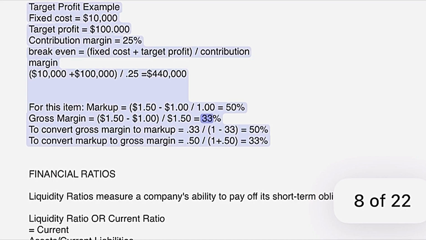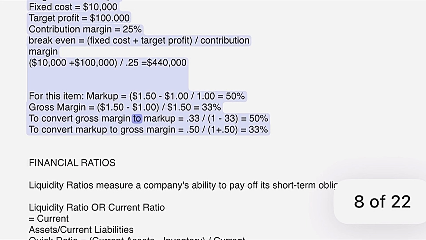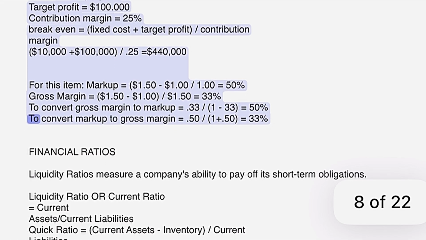$1.50 equal to 33%. To convert gross margin to markup: markup equals 50%. To convert markup to gross margin: 50 divided by (1 plus 50) equals 33%.